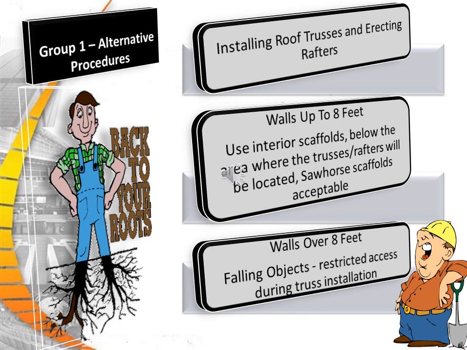When installing roof trusses and erecting rafters, for walls up to 8 feet, use interior scaffolds below the area where the trusses or rafters will be located. Sawhorse scaffolds are acceptable. For walls over 8 feet, falling objects that can occur are controlled through restricted access zones during the truss installation.